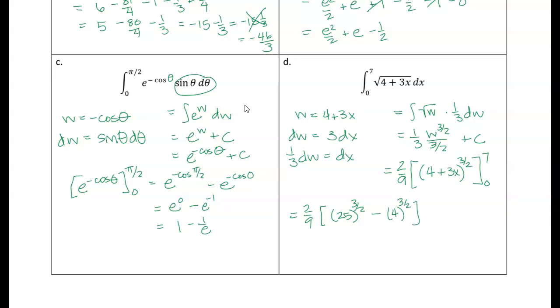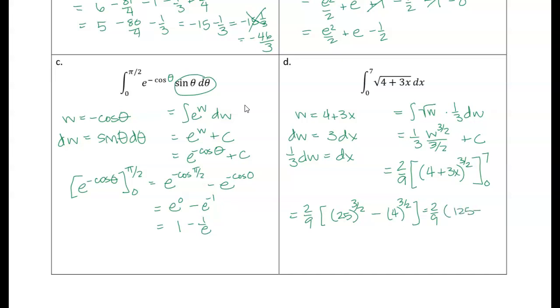Now we have to simplify that a bit. So I'm just going to leave the 2/9 here. And the 1/2 power is a square root, right? So essentially this is the square root of 25 to the 3rd power. So the square root of 25 is 5. 5 to the 3rd power is 125.